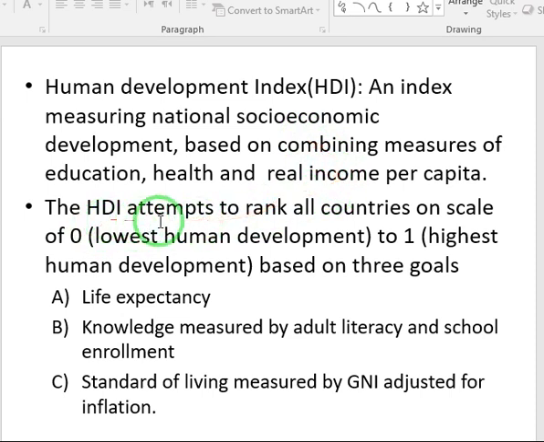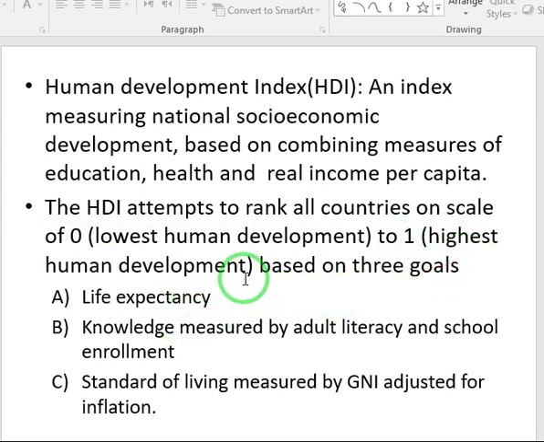The HDI attempts to rank all countries on the scale of 0, which means lowest human development, to 1, which means highest human development, based on three goals. Whenever we calculate the HDI, if the value comes out 0, it means lowest human development or lowest human developed country. If the value comes out 1, it means highest human development.